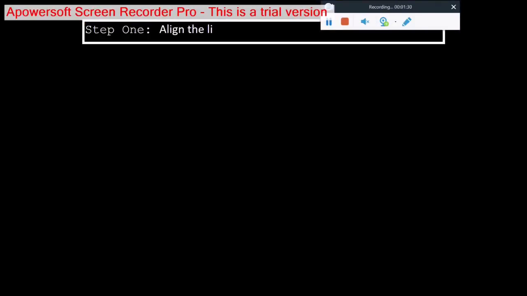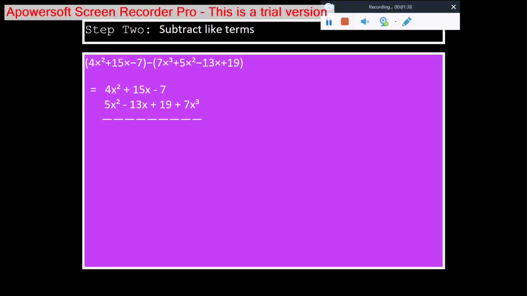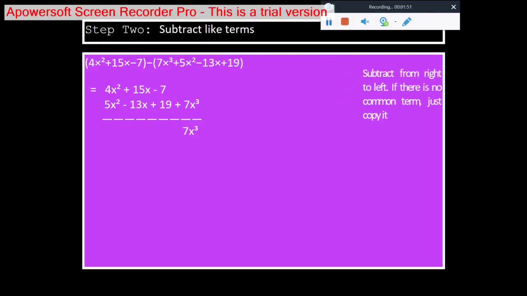So the first step is that we must align the like terms. So here, we align all the like terms vertically. After, we subtract from right to left. If there is no common term, just copy it. So we copy 7x raised to the third power since it has no like term.